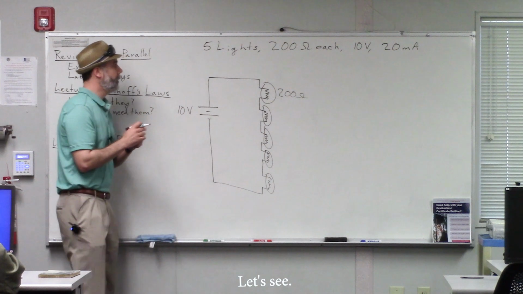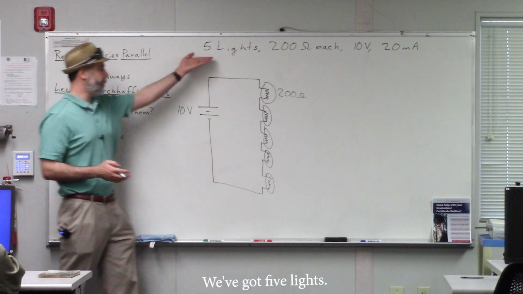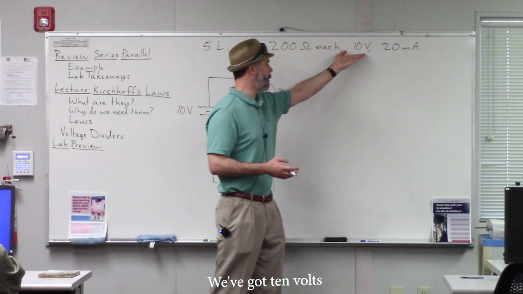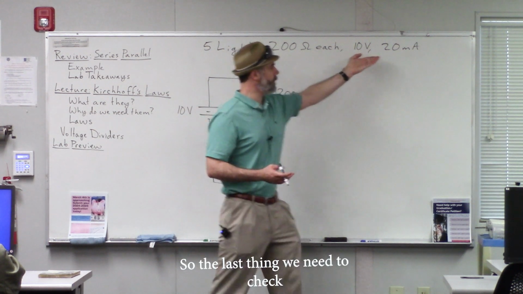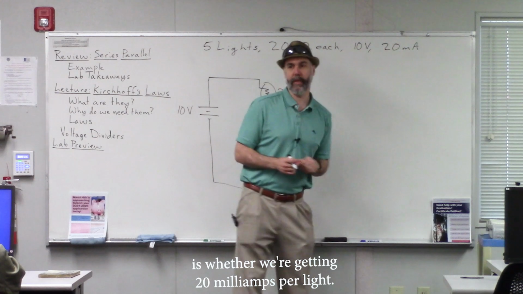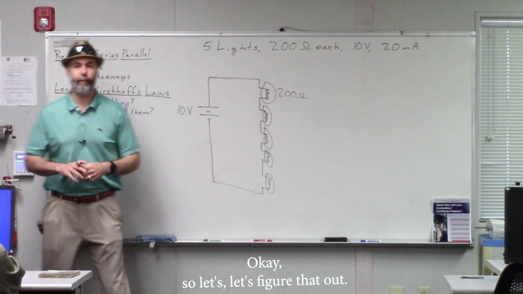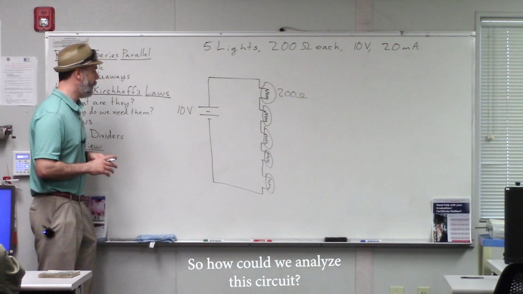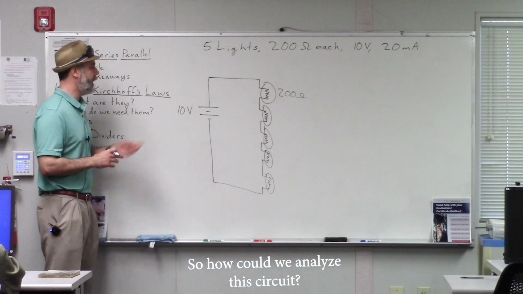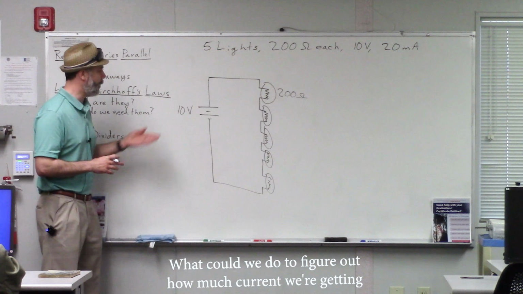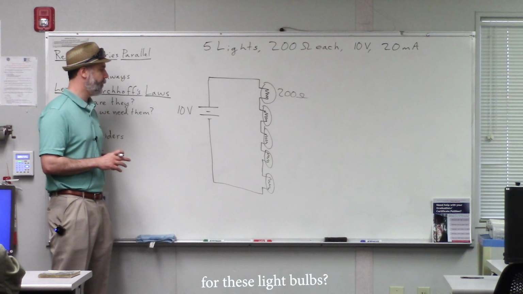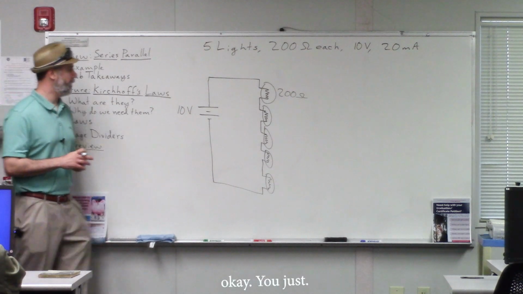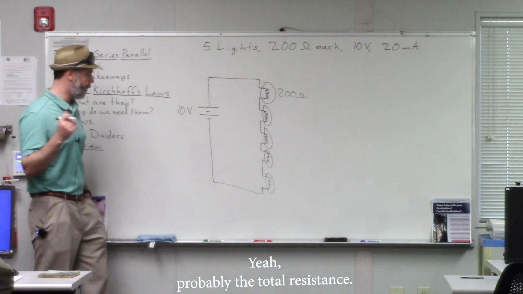Let's see. So far, we're doing pretty well. We've got 5 lights. They're 200 ohms each. We've got 10 volts on our power supply. So the last thing we need to check is whether we're getting 20 milliamps per light. Okay? So let's figure that out. So how could we analyze this circuit? What could we do to figure out how much current we're getting for these light bulbs? What would be the first step here? Yeah, probably the total resistance.